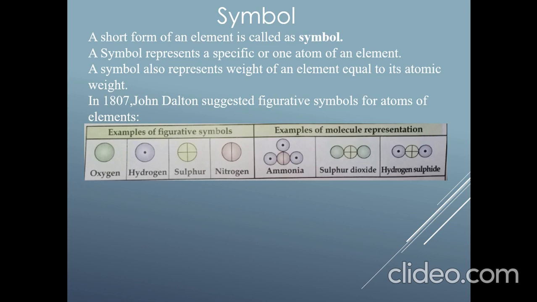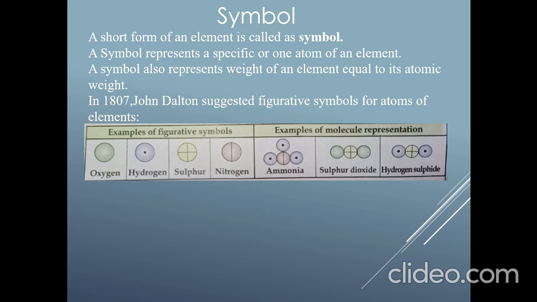Now, like the weight of a man is expressed in kg, the weight of an element is expressed in AMU, that is atomic mass unit. All of you know that atoms are very small, so the weight of an atom is measured in AMU. Now, we all know about the symbol.